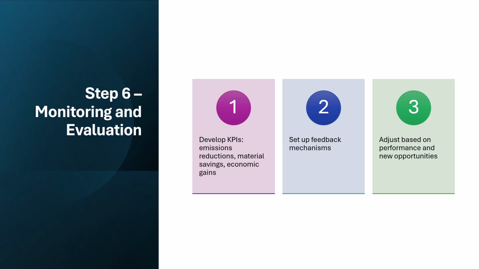Step 6, okay, this is the last bit. It's actually monitoring and evaluation. Develop KPIs: emission reduction, material savings and economics, and then set up feedback mechanisms. And then you can adjust based on performance and new opportunities. So these 3 steps are important in monitoring and evaluation of the whole industrial symbiosis process.